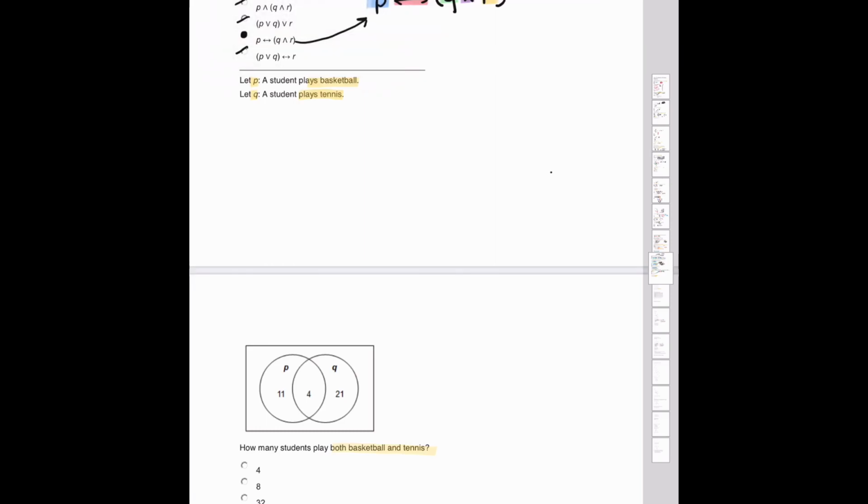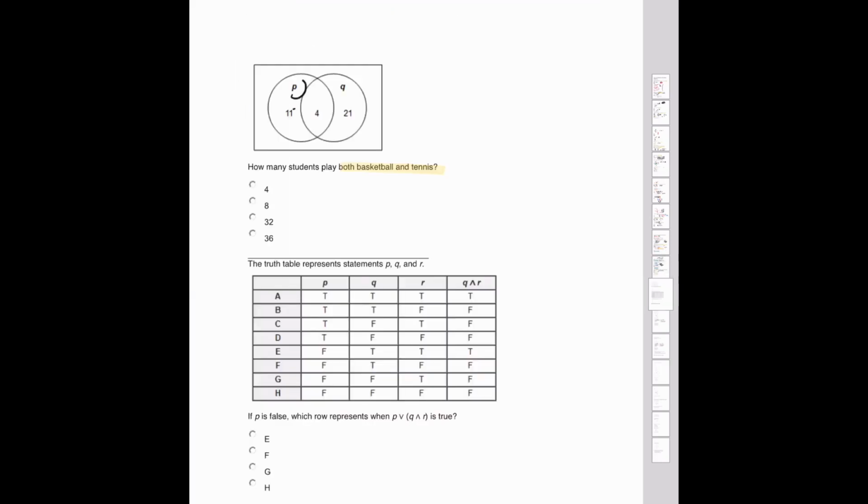So P represents basketball, and Q represents tennis. Well, given this information, we are trying to find how many students play both basketball and tennis. Well, that is this middle section. Therefore, we can identify that 4 people play both basketball and tennis, making A our answer.